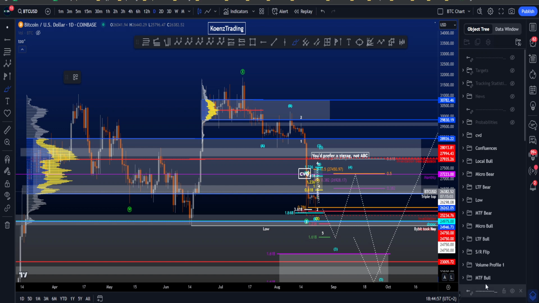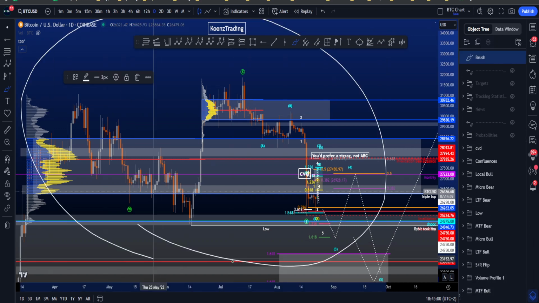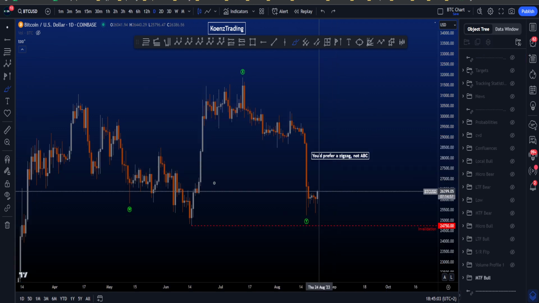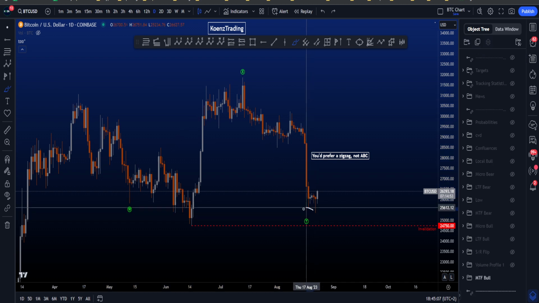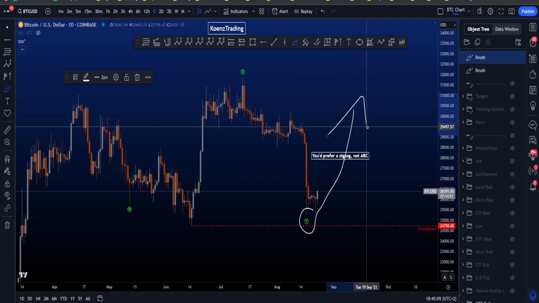Hi everyone, let's go over my medium time frame, low time frame and micro bullish and bearish Elliott Wave scenarios on Bitcoin, starting with the medium time frame bullish scenario, where we are looking for a 3-wave corrective structure that is already finished for now, for continuation to the upside.